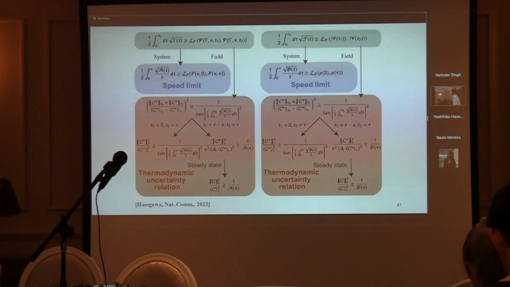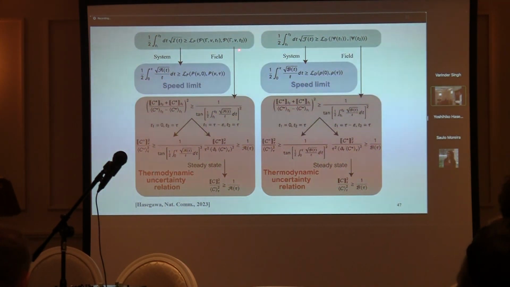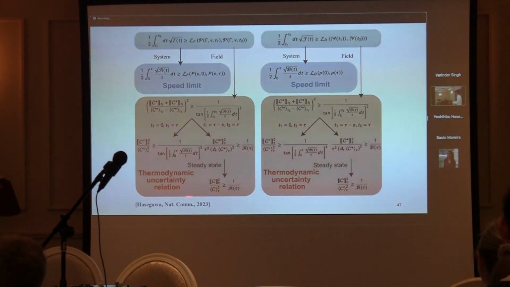So this is the whole picture. We have the original GQSL, the geometric QSL for the CMPS state. If we are interested in the system, then we have a speed limit, and if we are interested in the field, then many TURs are derived. And the left column is the classical case, and the right column is the quantum case.